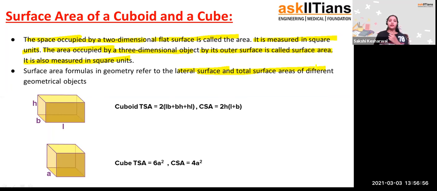So what are cuboids? Let's go a little bit fast. How were cuboids formed? If you take a rectangle, right? This is a rectangle. If you take a single sheet of paper, I'll consider that the thickness of the sheet is negligible, right? So the height which we consider for this sheet is negligible. So this has length and breadth, right?